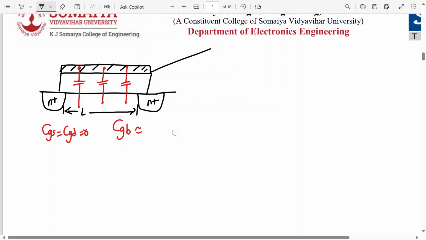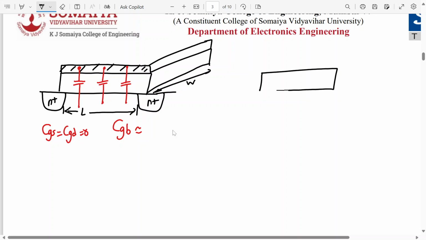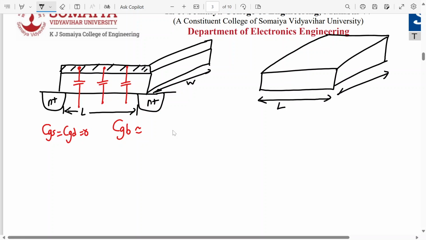And the width of the channel is how much? You already know. W. So it's a big rectangle like this, whose length is L and width is W. What will be the area? It will be Cox into W into L. Agree? Everyone? So that will be CGB. Are you understanding? Yes or no?